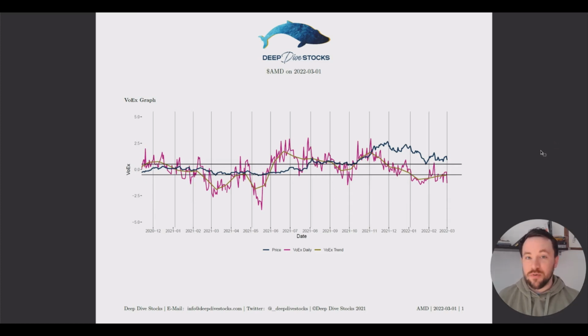I figured today we would look at AMD after its big moves yesterday. So let's get started. Here's AMD. We have it for the third. This is the VoEx graph. If you're not too familiar with the VoEx graph, that's okay.